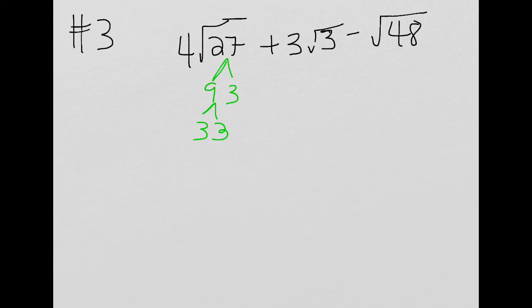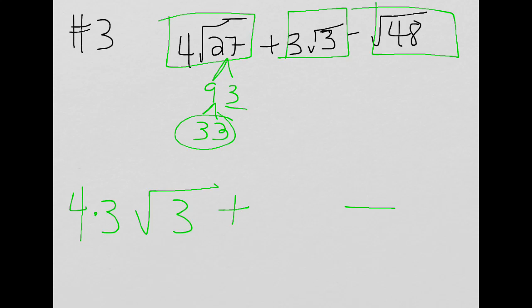So here I've already got a 4 on the outside. I have one pair of 3's, so I'm going to have a 3 that I'm going to multiply there on the outside, and then I'm going to have a 3 on the inside. Can I break down the 3 root 3? No. So I'm just going to bring it down.